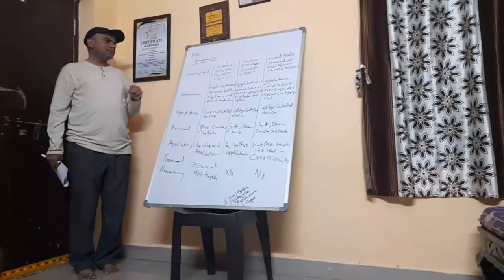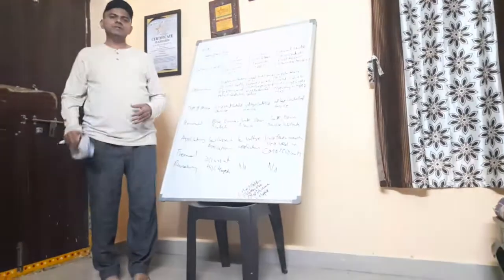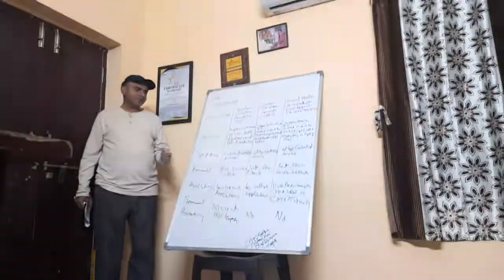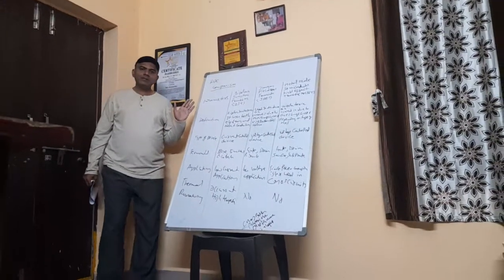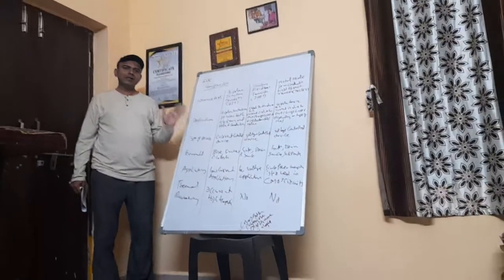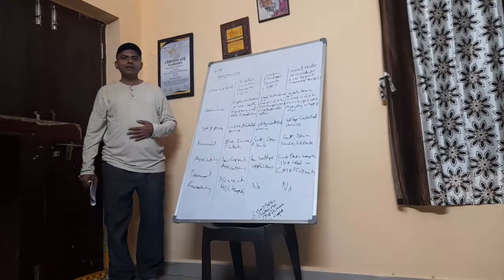So observe the terminals. Next parameter is terminals. The terminals of the bipolar junction transistor are emitter, base and collector. And the terminals of the junction field effect transistor are gate, drain and source.